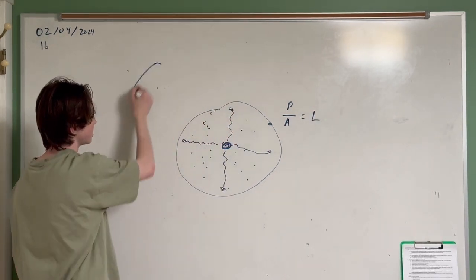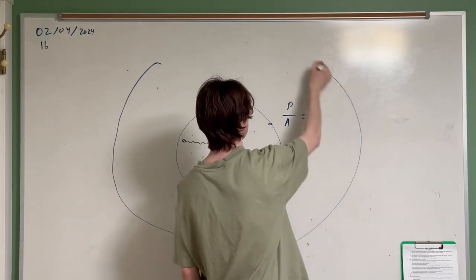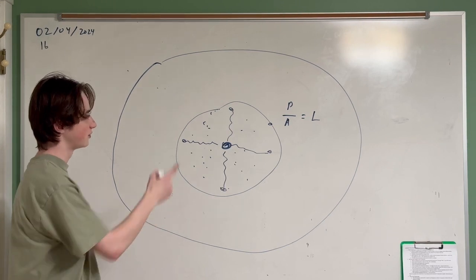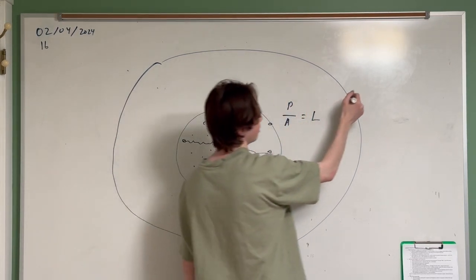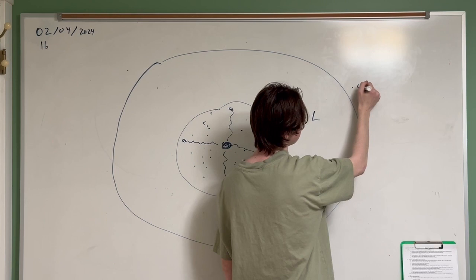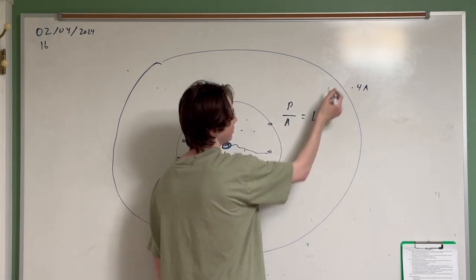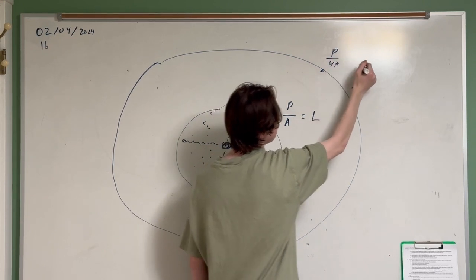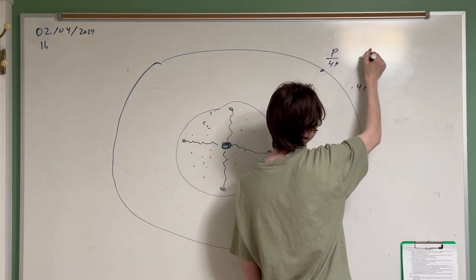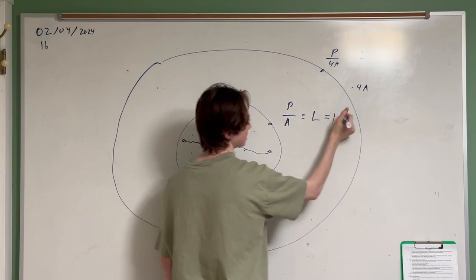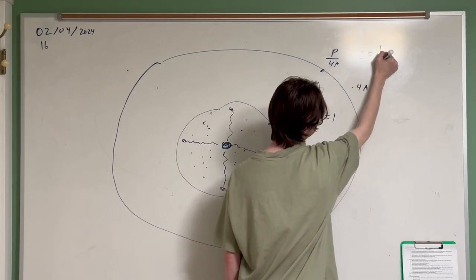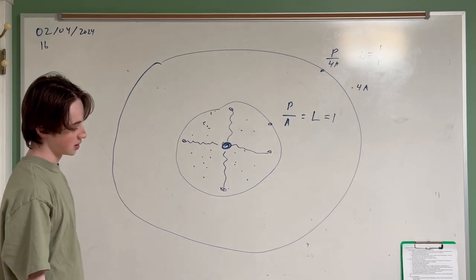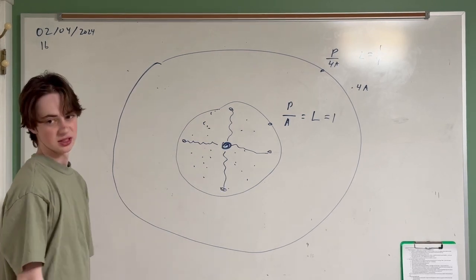So if we doubled the size of the sphere here, then we'd have 4 times the area. And the luminous intensity would be P over 4A. So if we call this luminous intensity 1, this would be luminous intensity 1/4. 4 times the area, 4 times less density and intensity of light.